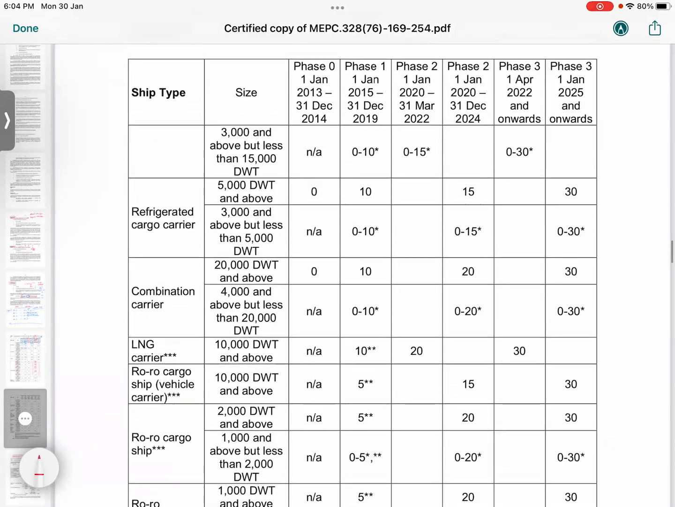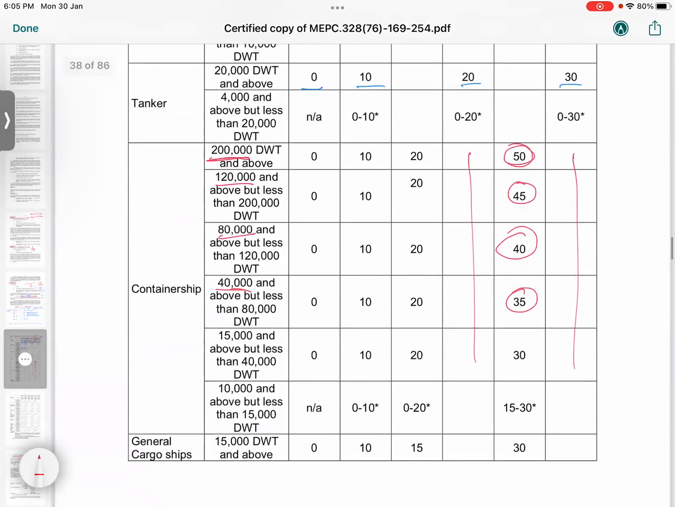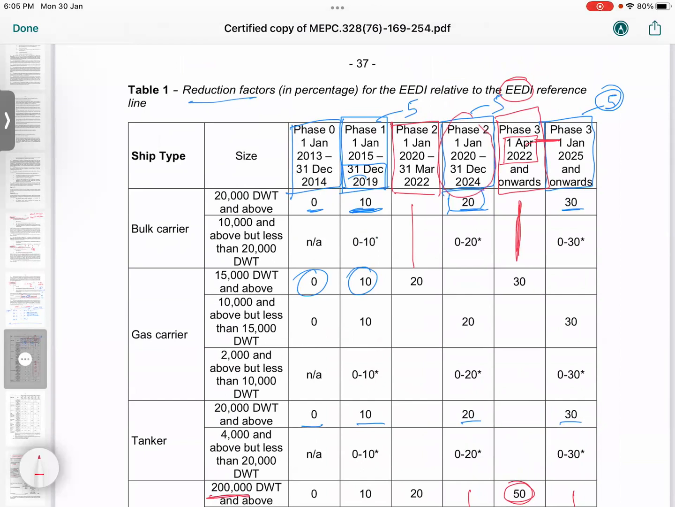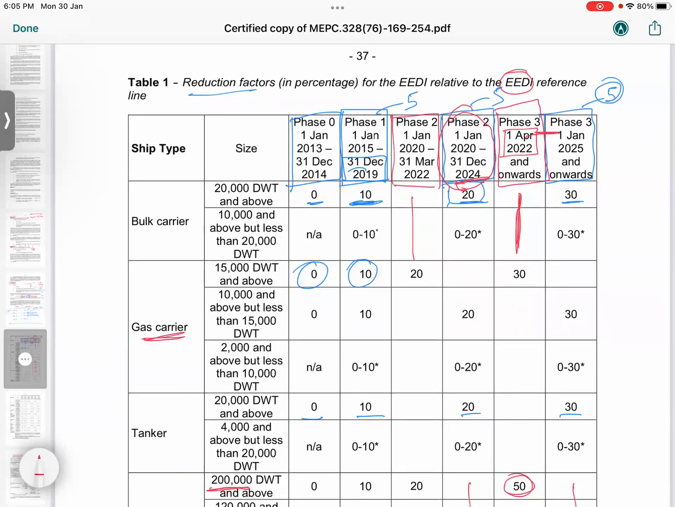See, suppose you are sailing on, let's say, a bulk carrier. For you, you are in phase 2 now. You understand? Because for bulk carrier it will last till 2024. But suppose you are a gas carrier and your deadweight is more than 15,000, then you are in phase 3 already. But if you are a smaller gas carrier, let's say from 10,000 to 15,000, you are still in phase 2. Yes, sir, it will depend on the type of the vessel and also the size.